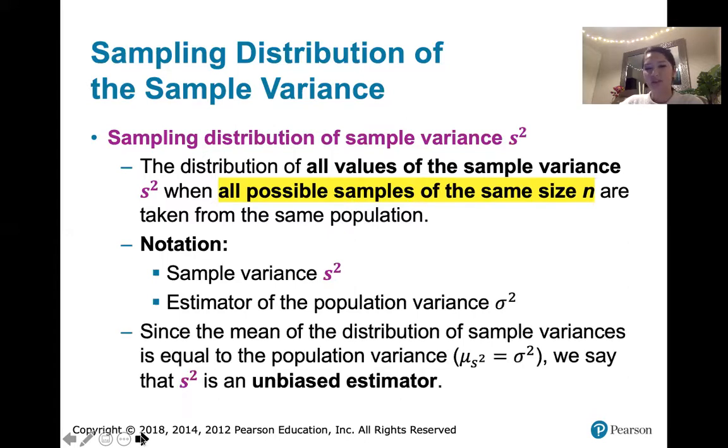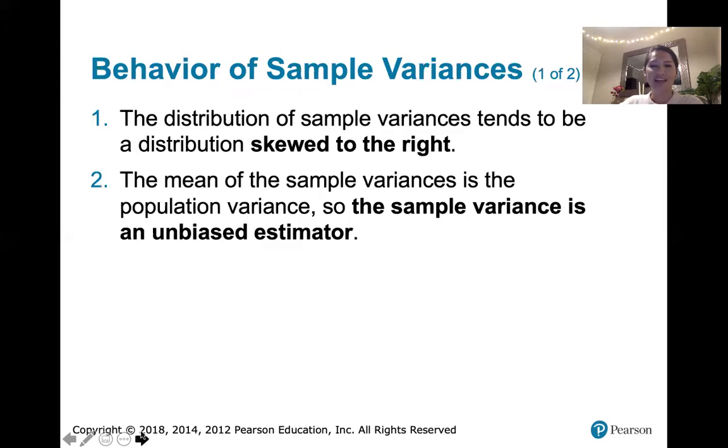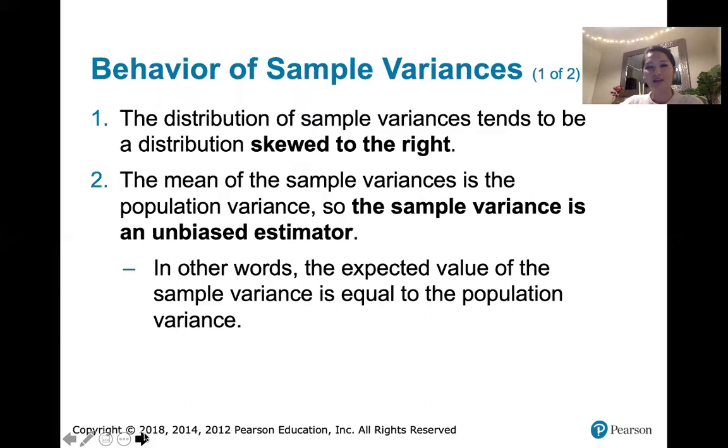Since the mean of the distribution of sample variances is always equal to the population variance, we say that the sample variance is an unbiased estimator of that population variance. A couple of things you should note about sample variances. When you look at the distribution of sample variances, it tends to be skewed to the right, so it has a long right tail, as we'll see in the next slide. And as I just said, the mean of the sample variances is equal to the population variance. That means that sample variance is an unbiased estimator. In other words, the expected value of the sample variance is equal to the population variance. So the sample variance is a good estimator of that population variance because this is what we would expect to get. In symbols, the mean of the sample variances, notice that that's a subscript, is equal to the population variance.